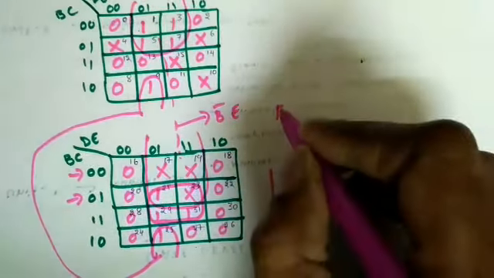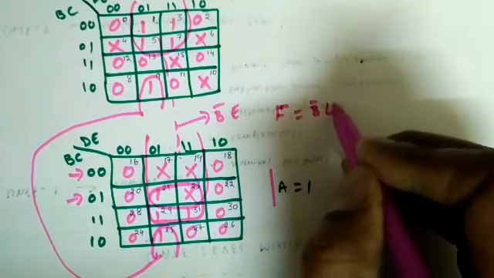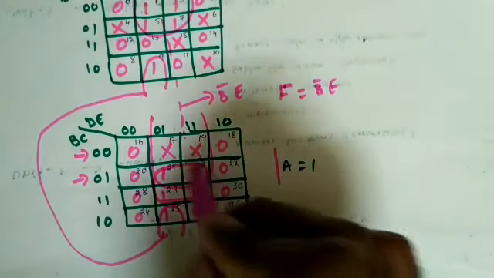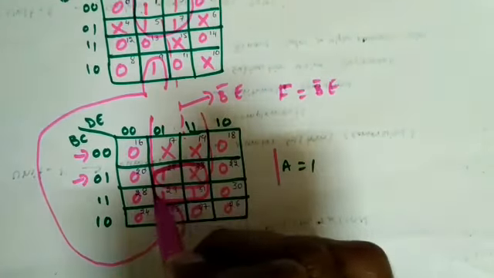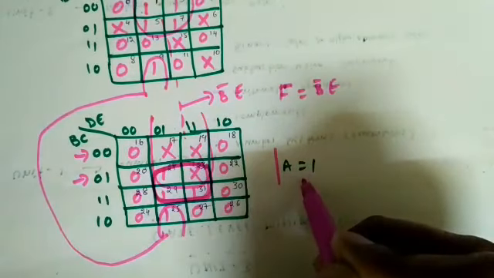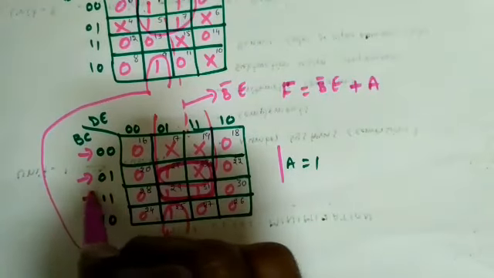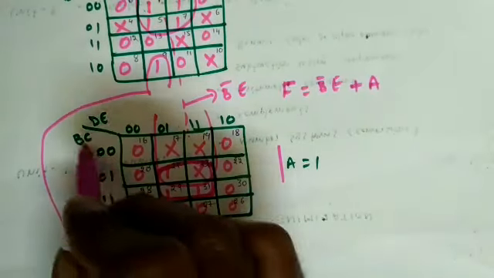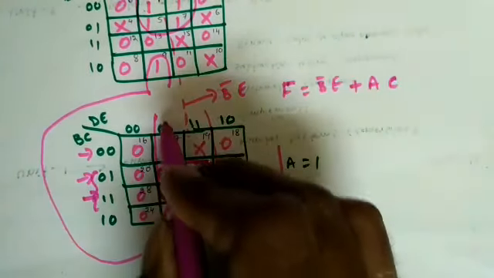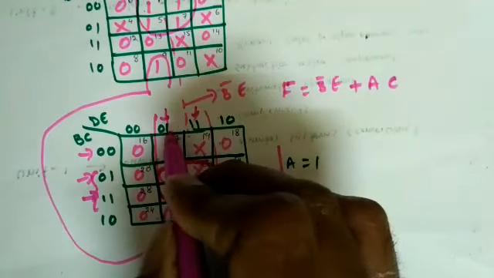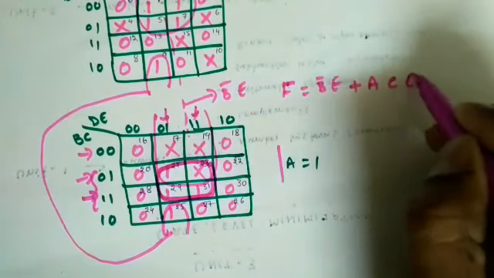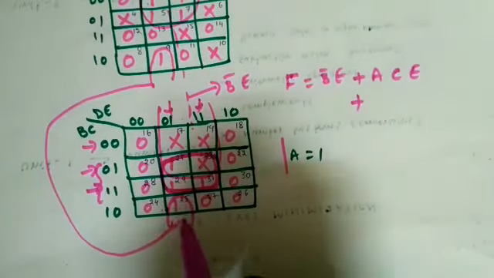Now I will write the function value. The function is equal to, I have made an octet like this, which was B bar E. Next, there is a quad. For this quad, first I will represent A. Then in these 2, which one is common? The second one, which is represented by simply C. And in these 2, which one is common? The second one, which is E. So A C E. Plus only one pair is there.